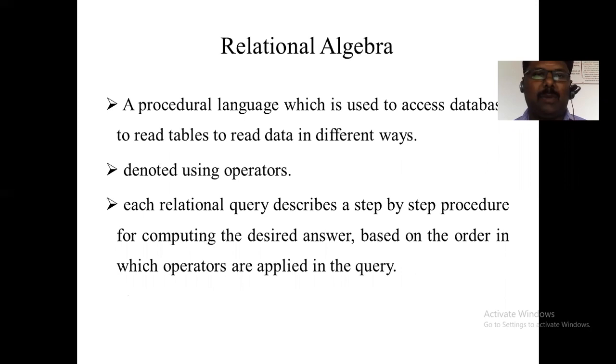Relational algebra is a procedural language which is used to access a database, to read tables, to read data in different ways. Through relational algebra, we may read different data from different databases. Here it is performed using operators, that is, symbols. Through the symbols, we can retrieve data from different locations. Each relational query describes a step-by-step procedure for completing the desired answer, based on the order in which operators are applied in the query.